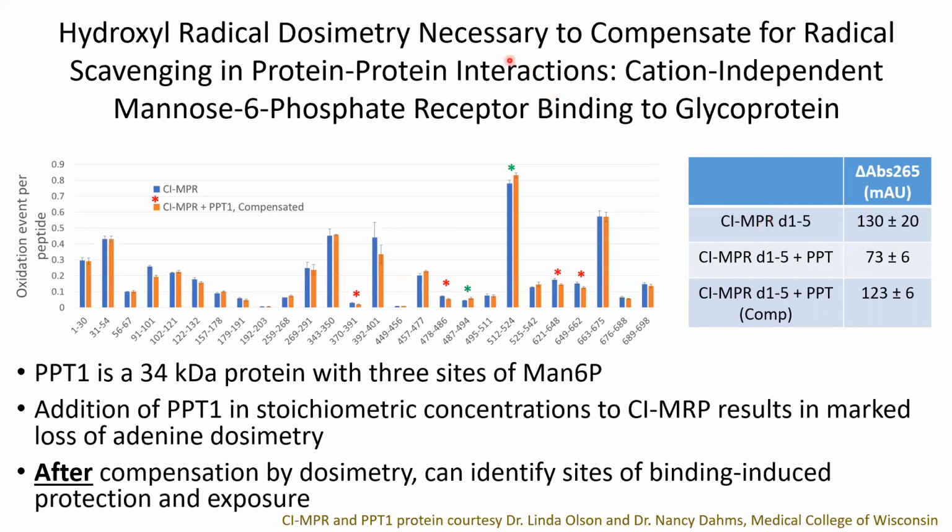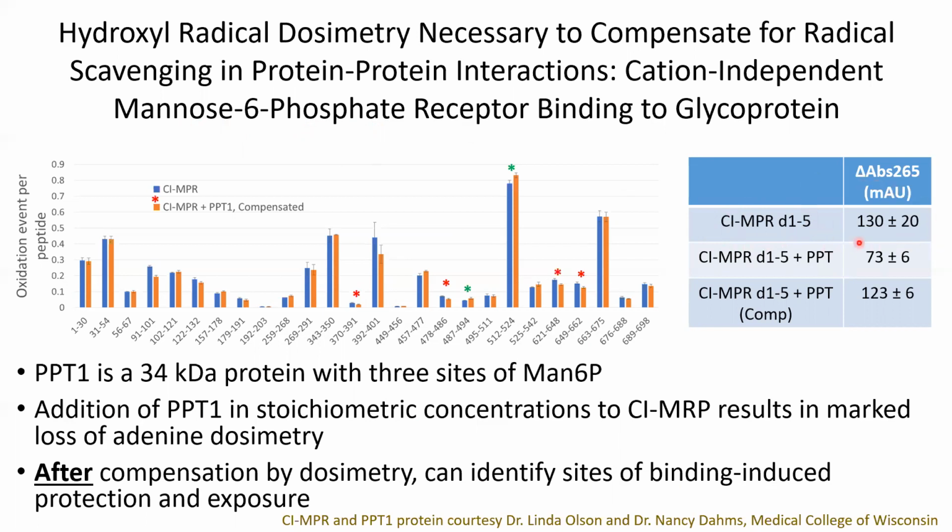So in this particular case, we're looking at a protein-protein interaction. We have a cation-independent mannose-6-phosphate receptor, CIMPR. This is a protein that binds to these mannose-6-phosphate glycosylated proteins, which are important for shuttling proteins to endosomes and maturation of endosomes into lysosomes. And then we have one of its ligands, which is a mannose-6-phosphate glycosylated protein known as PPT1. We perform the hydroxyl radical footprinting of the CIMPR domain 1 through 5 in the absence and then in the presence of its ligand because we want to see where the mannose-6-phosphate binds to the CIMPR.